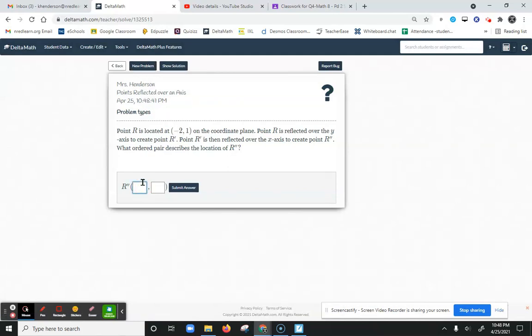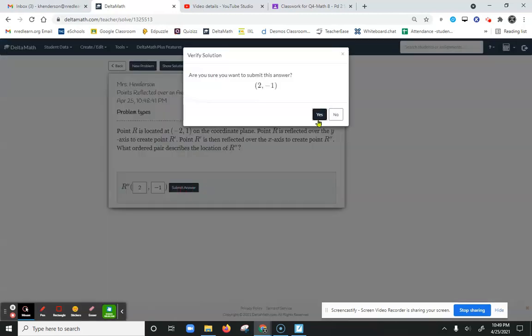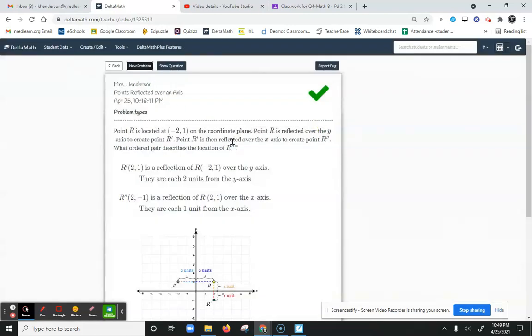Okay, first let's start by copying the coordinates. All right, got that done. Now, first step is reflect over the y-axis, right? If you reflect over y, you change the x. Okay. Point R prime is then reflected over the x-axis to create point R double prime. All right. R is reflected over the x-axis, so when you flip over the x, you change the y. All right. That concludes our lesson on reflecting points either graphically or just by using their coordinates.